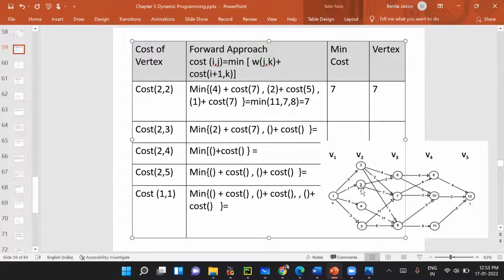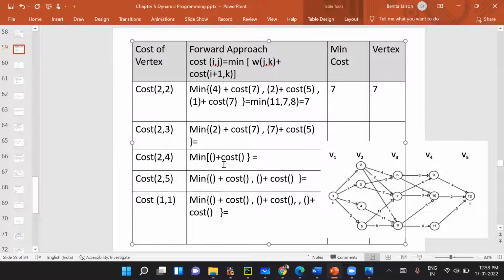Now, which is the next edge starting from 3? It is from 3 to 7. What is the weight of the edge from 3 to 7? It is 7. What is the cost of vertex 7? From the table, you can see it is 5. So it is 2 plus 7, which is 9. And 7 plus 5 is 12. Minimum of 9 and 12 is 9. We are going to update it as 9.